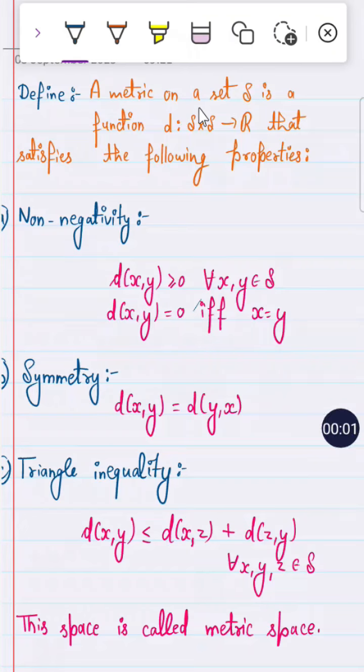Set S on which a metric is defined. What is the metric space? How do you define it? We consider a function d such that S cross S maps to the real line and satisfies the following properties.